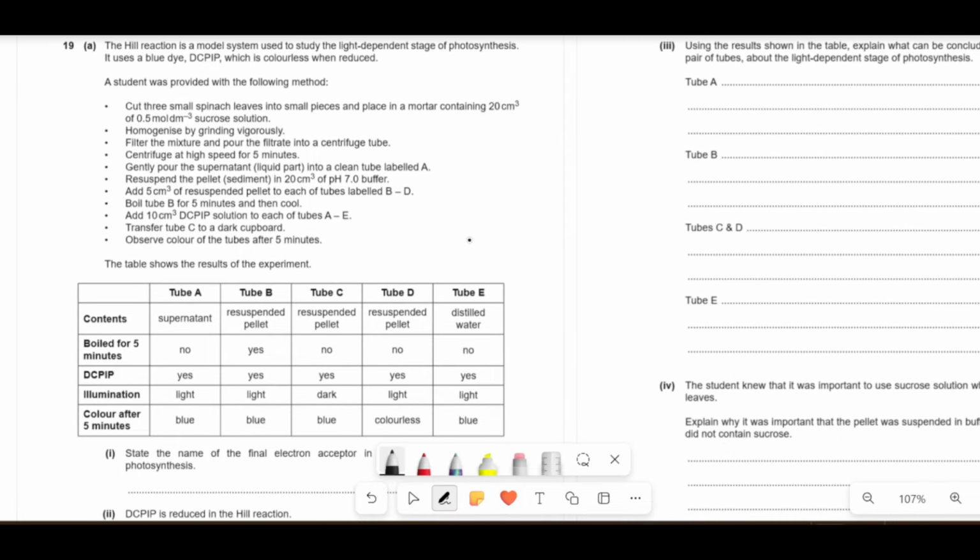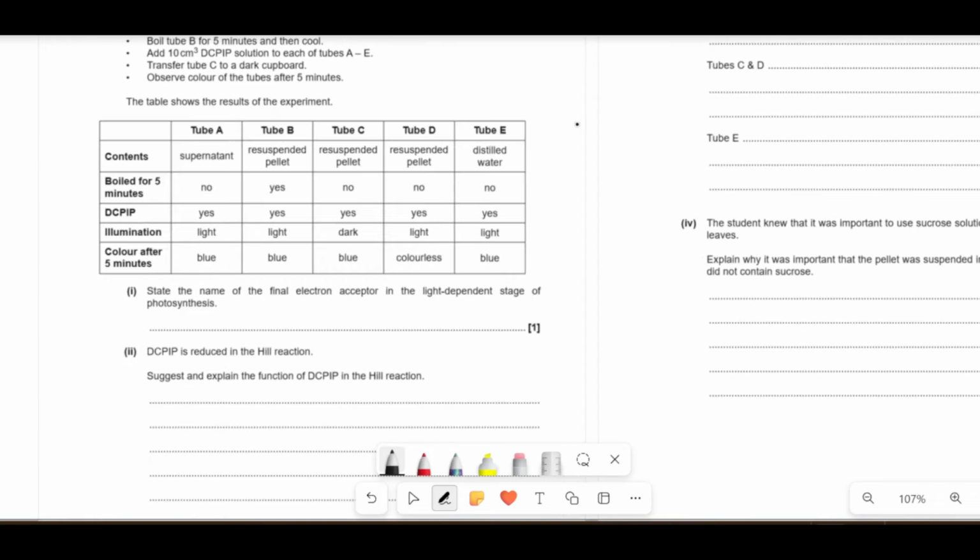The Hill reaction is a model system used to study the light-dependent stage of photosynthesis. It uses a blue dye, DCPIP, which goes colorless when it's reduced. So I'm just going to squiggle that down. DCPIP is blue to colorless when it's reduced.